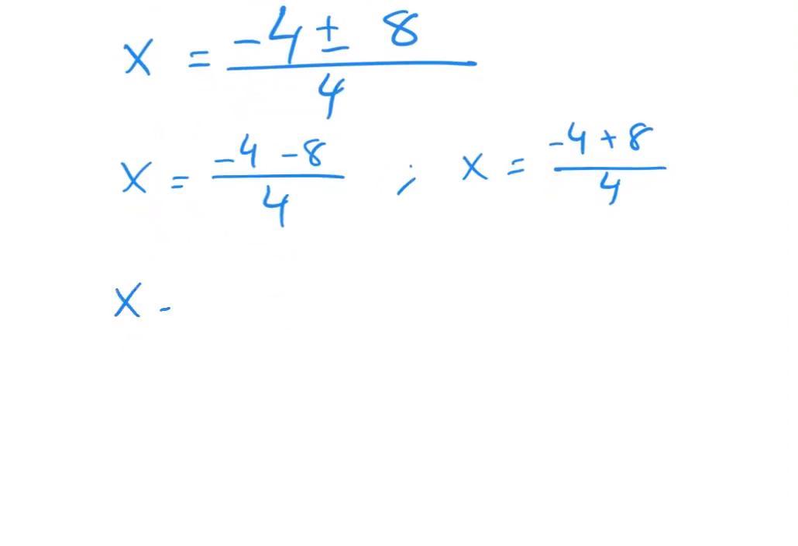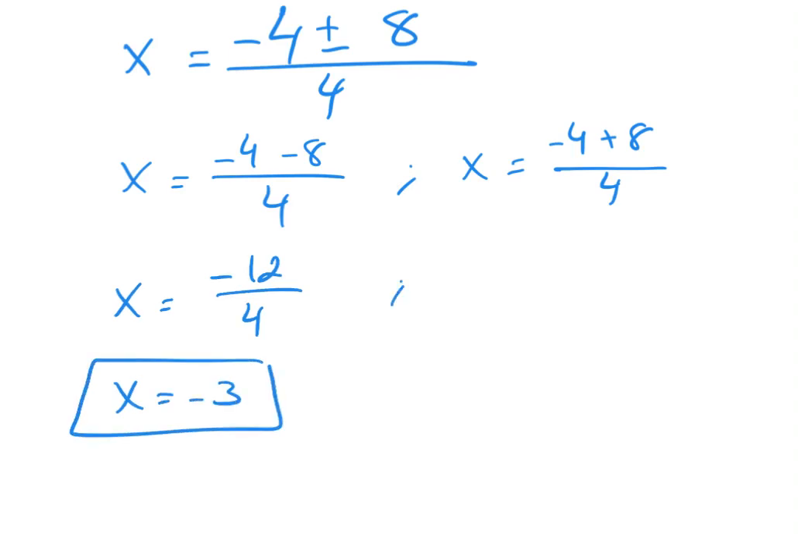The first solution is negative 4 minus 8, which is negative 12, over 4, so x equals negative 3. For the second, negative 4 plus 8 is 4, over 4, which simplifies to 1. So the solutions to this quadratic equation using the quadratic formula are negative 3 and 1.